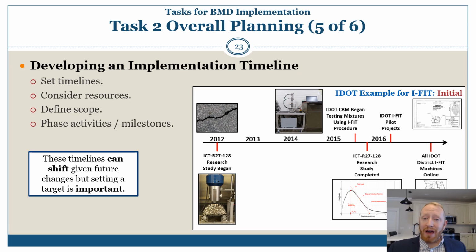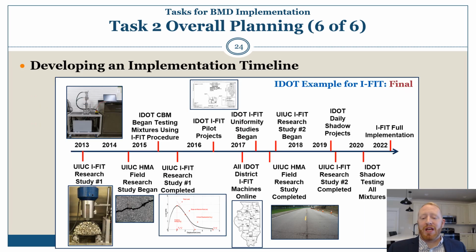So to show how they shift, here is a documentation of where Illinois was with the IFIT. Now, mind you, you can see that this spans 9 to 10 years. This test was developed, right? It wasn't a test that was already made at this point. Okay, but you see the progression.